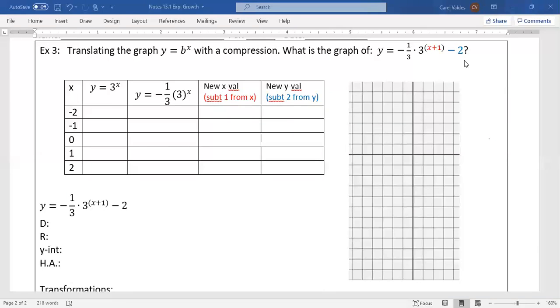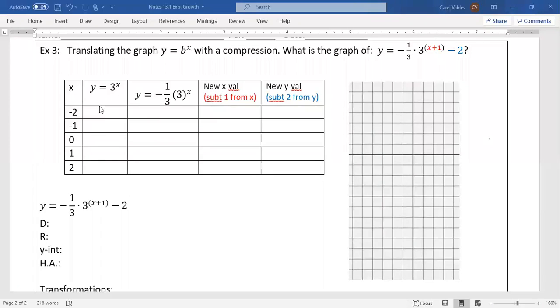Okay, here's the second part of 13.1. It was really long, so I separated it into two parts to make it a little easier. But notice that now you're graphing y equals negative 1/3 times 3 to the x plus 1 power minus 2. So your base is still a number that's bigger than 1, so this is still growth. This is a growth function, but it does have all of these extra translations around it.